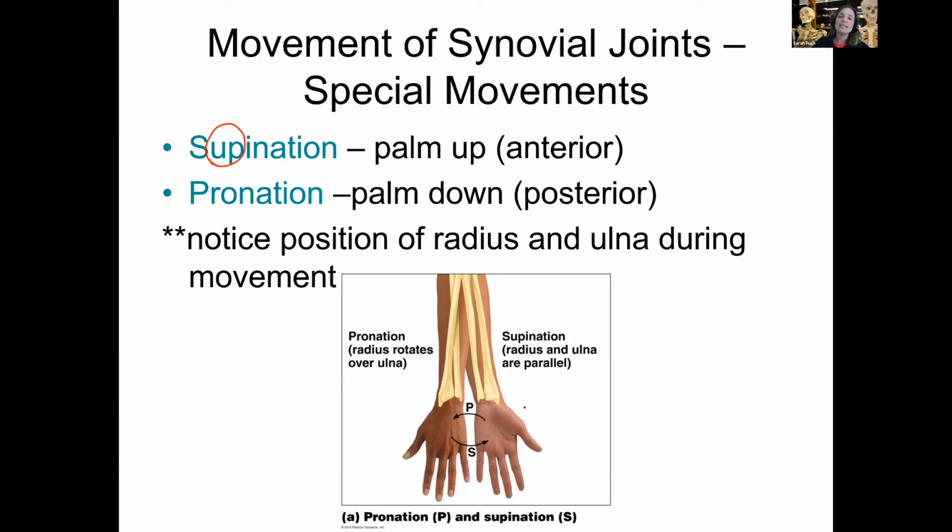If you supinate when the palm is up, the radius and the ulna will be parallel with each other. But when you pronate and put your palm down, you can see in this image the radius and the ulna actually cross each other. You can feel this on yourself. If you supinate, hold your radius and your ulna, and then try to pronate and put your palm down, you can actually feel the radius and the ulna cross over each other. So that's a very specialized motion.